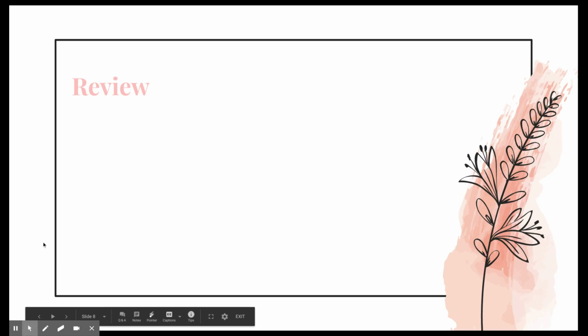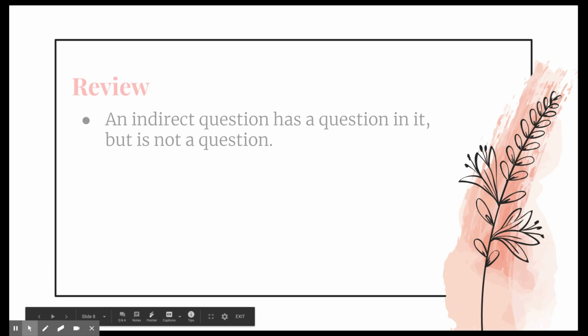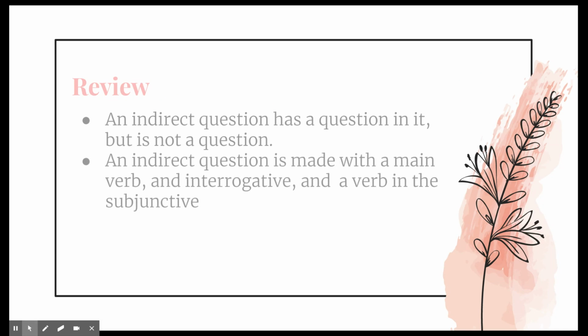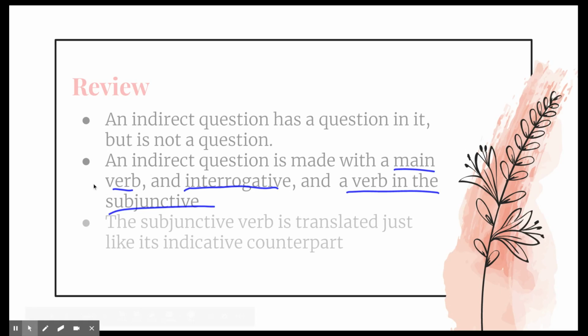So let's review what we've learned. An indirect question has a question in it, but is not actually a question. An indirect question is made with the following three things: a main verb, an interrogative or question word, and a verb that is in the subjunctive. All three of those are needed to have an indirect question. And finally, the subjunctive verb is translated just like its indicative counterpart. There's no fancy way to translate the subjunctive, you just translate it according to its tense.